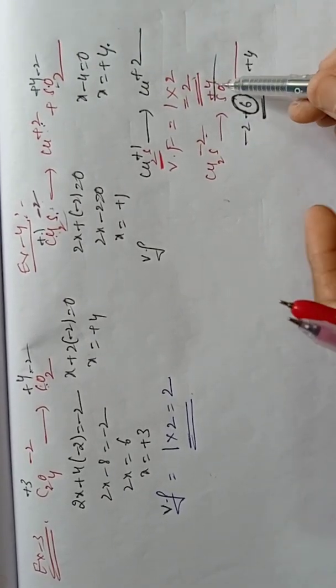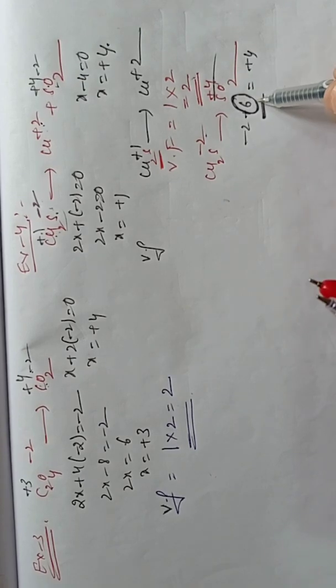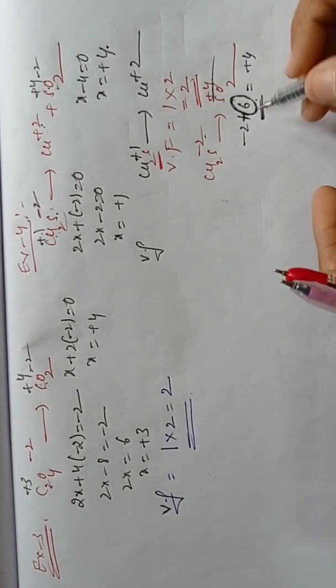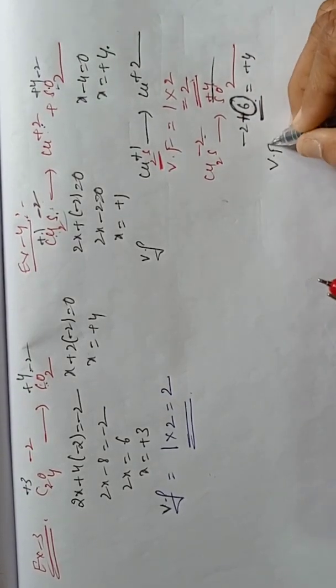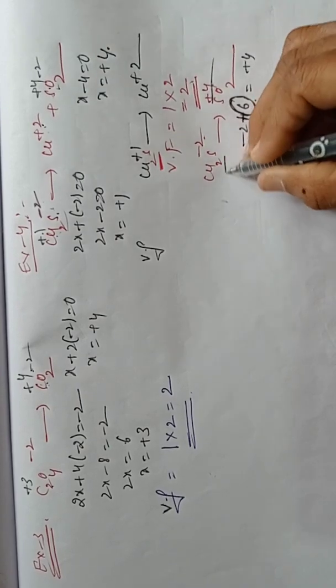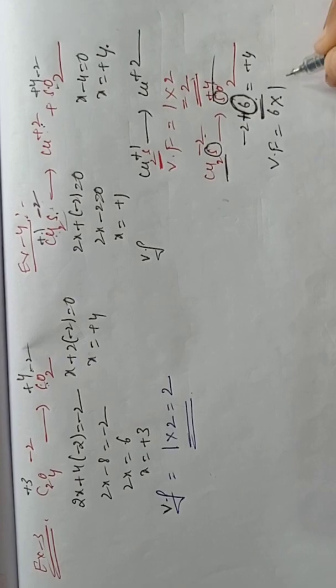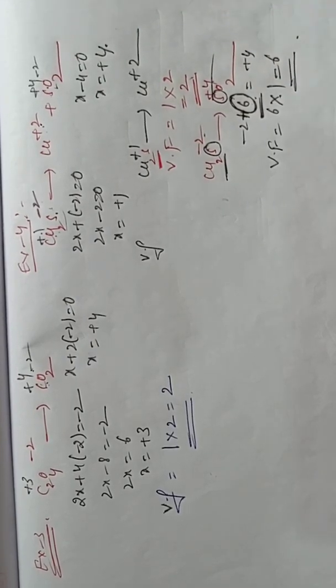Understanding? So like this you have to find it. How much is the oxidation number changed, students? +6. The change in the oxidation number is +6. So the valency factor is equal to 6 into how many atoms? How many sulfur atoms? Only 1 atom. So the valency factor is equal to 6, students.